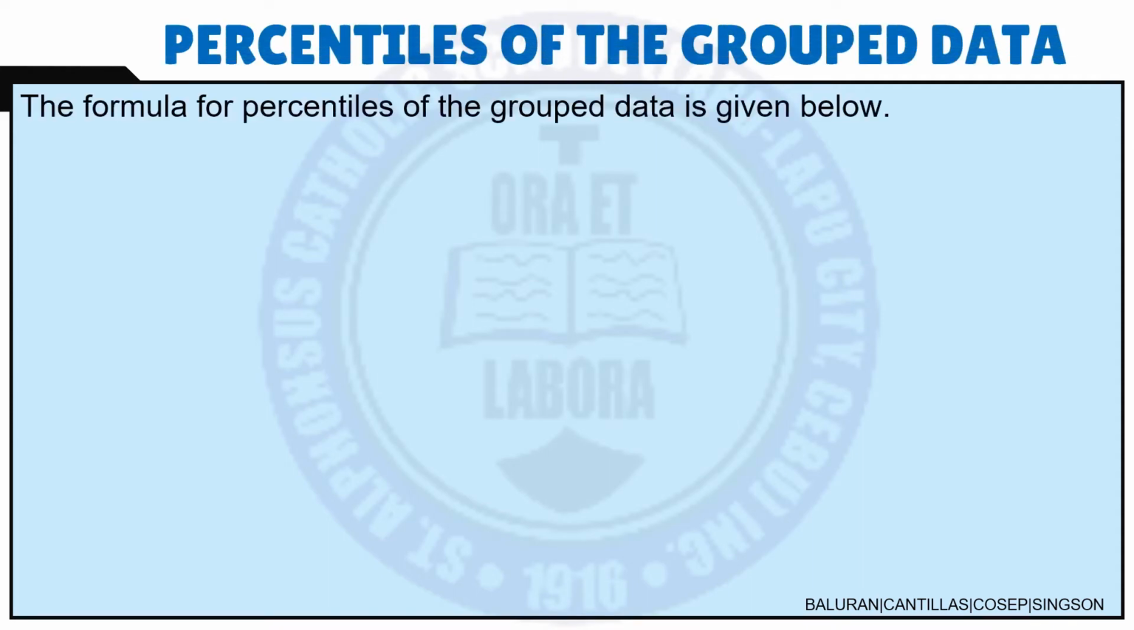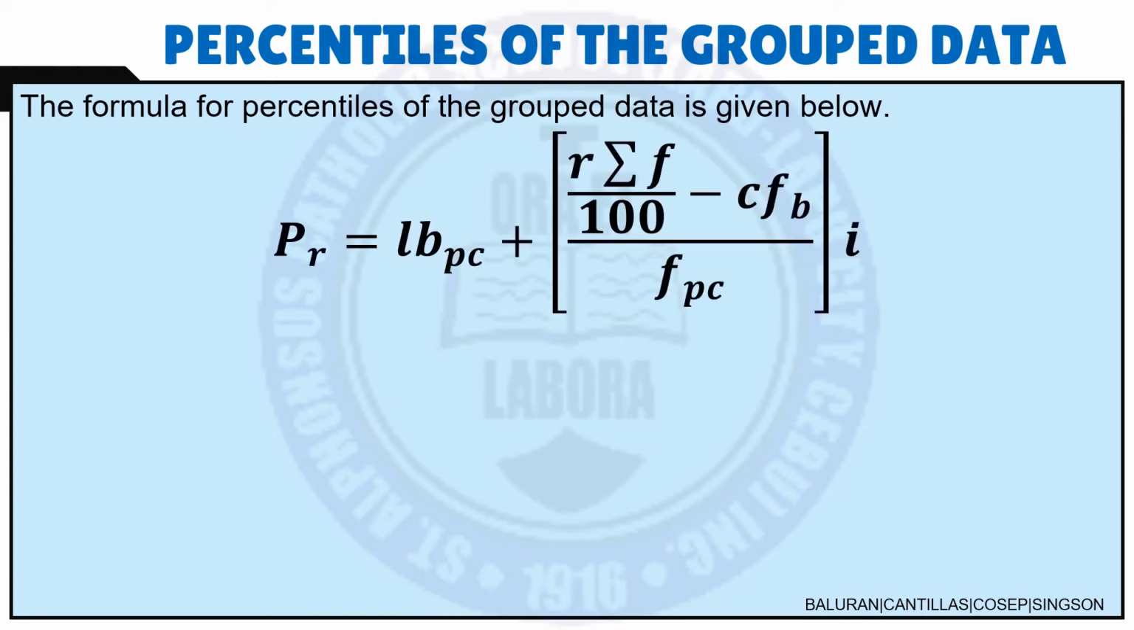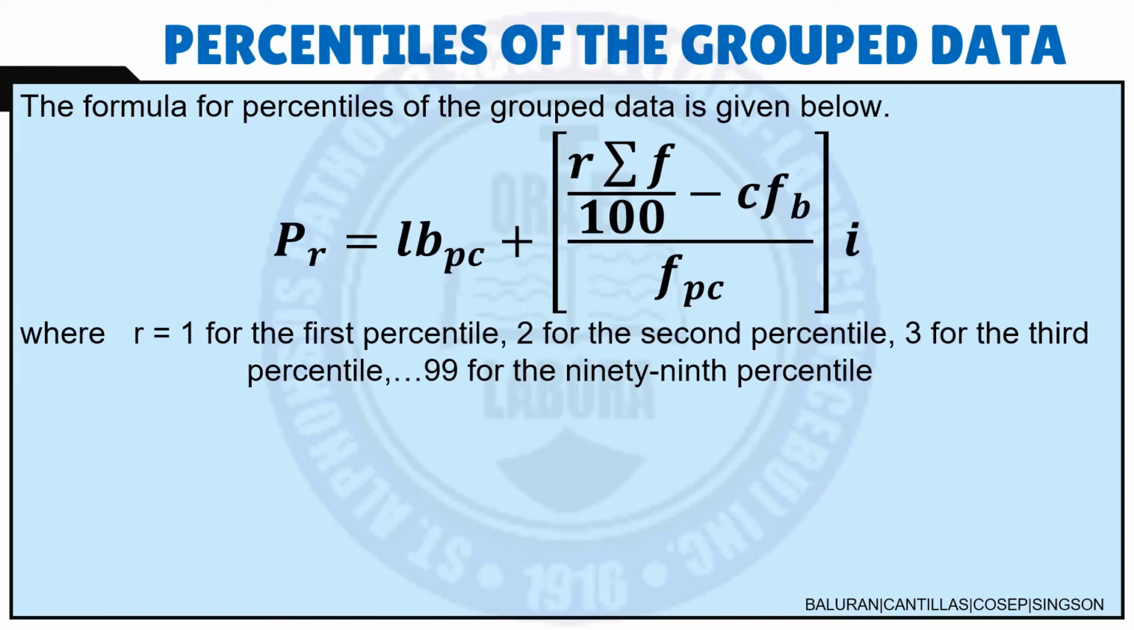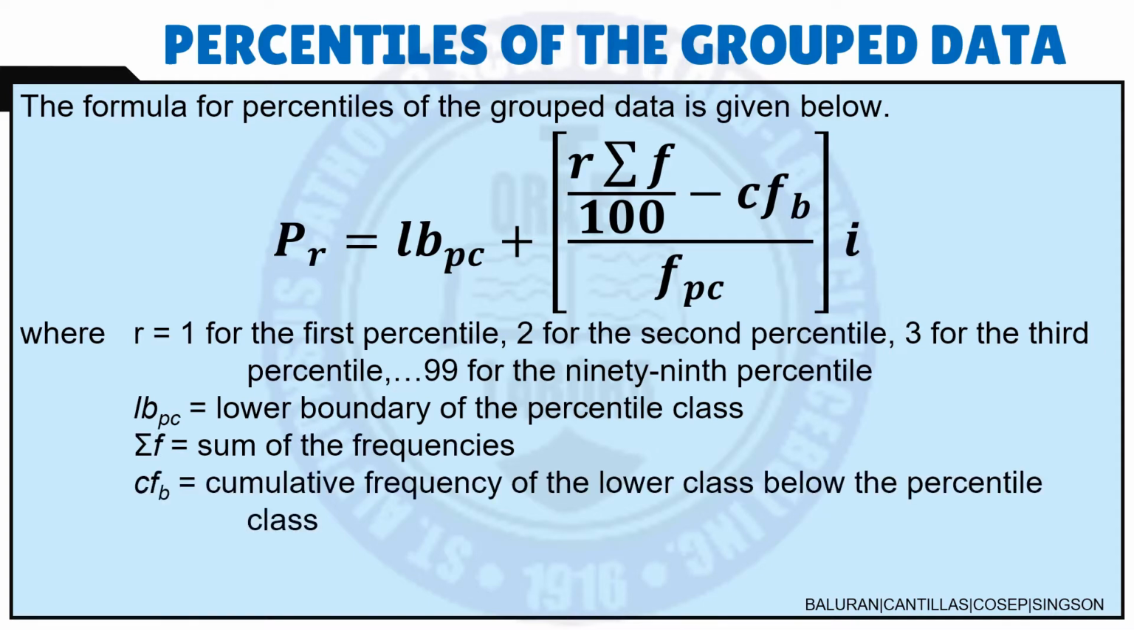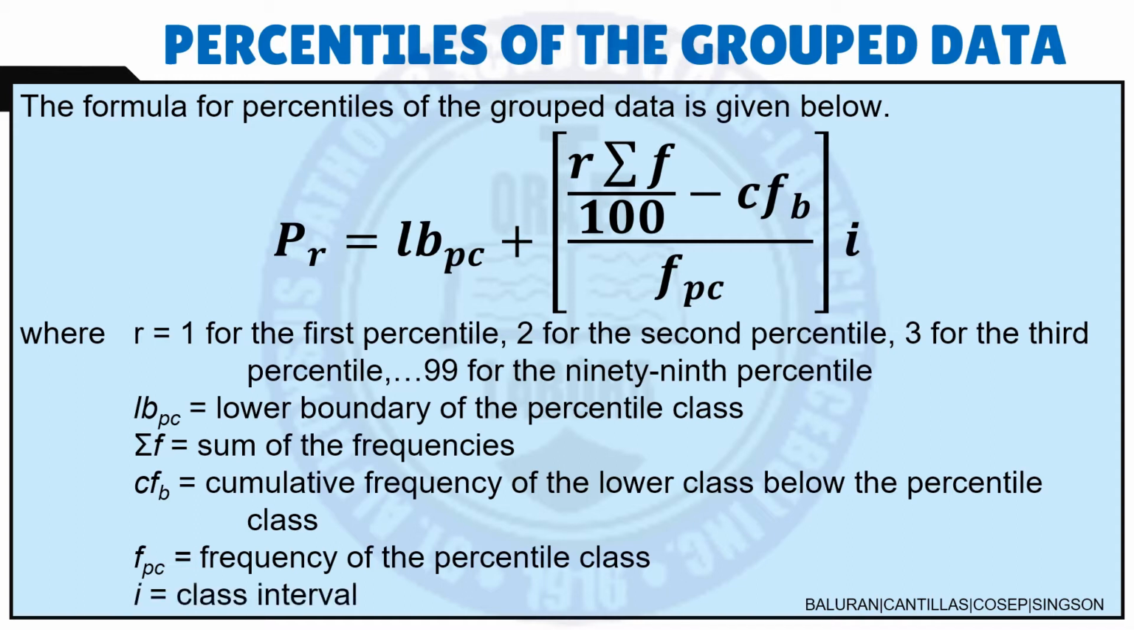The formula for percentiles of the group data is given below, wherein R is equal to 1 for the first percentile, 2 for the second percentile, 3 for the third percentile, up until 99 for the 99th percentile. LBPC, lower boundary of the percentile class. Sigma F, summation of the frequencies. CFB, cumulative frequency of the lower class below the percentile class. FPC, frequency of the percentile class. And lastly, i, which is the class interval.